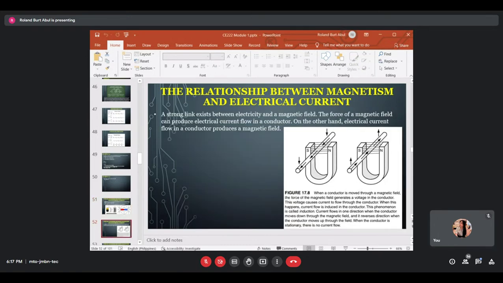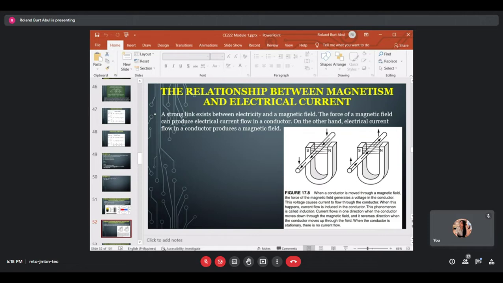A strong link exists between electricity and magnetic field. The force of the magnetic field can produce electrical current flow in a conductor. On the other hand, electrical current flow in a conductor produces a magnetic field. So considering sa kaning figure 17.8, when a conductor is moved through a magnetic field, the force of the magnetic field generates a voltage in the conductor. This voltage causes current to flow through the conductor. When this happens, current flow is induced in the conductor. This phenomenon is called induction.